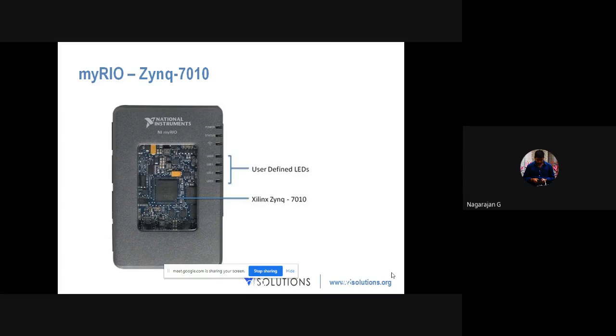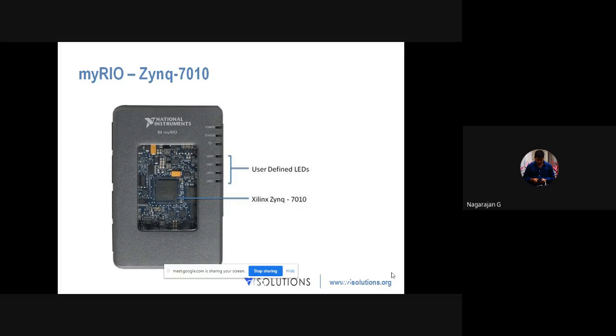This is how your myRIO hardware looks. It has the Xilinx Zynq 7010, where your embedded processor and FPGA are inbuilt. When you see this myRIO hardware, it looks like a small box, right? This hardware has some onboard LEDs. You can see in the slide I have mentioned user defined LED, which is used for indication purposes.